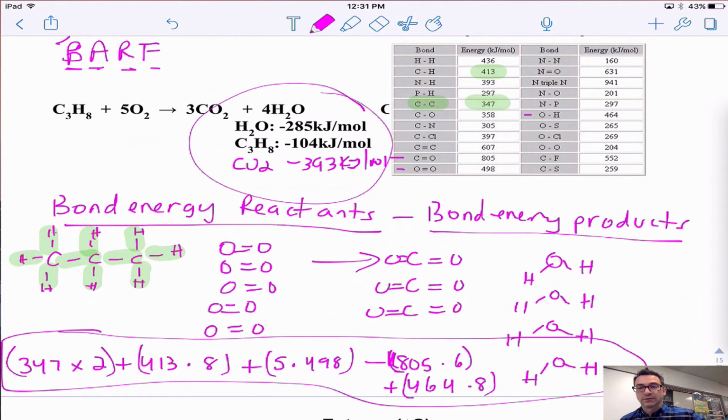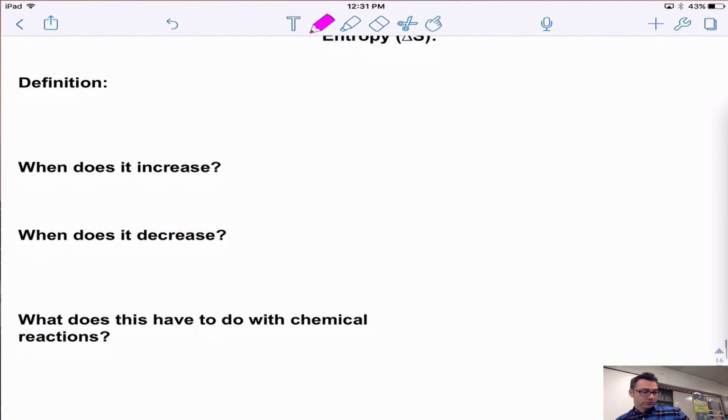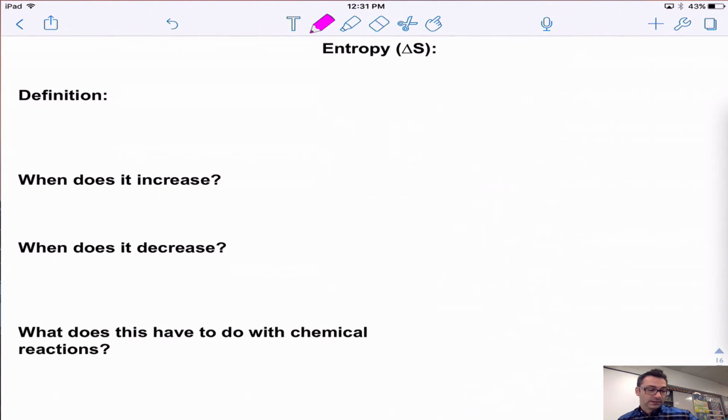You're going to see that they're going to be really, really similar, hopefully. Okay, so that's bond energy. The other thing that I want to introduce to you in this video really quickly is entropy. Entropy, first of all, has this symbol S, or change in entropy is delta S.